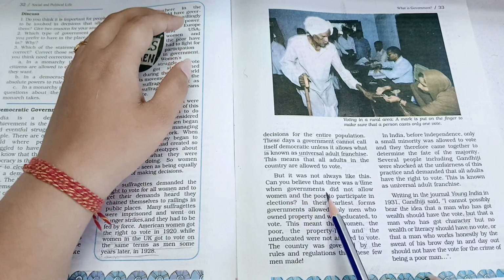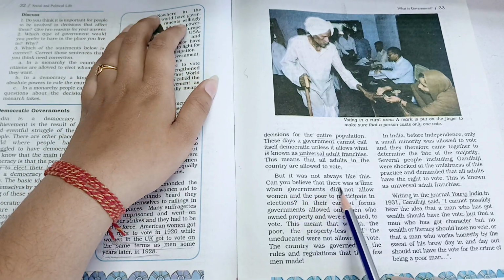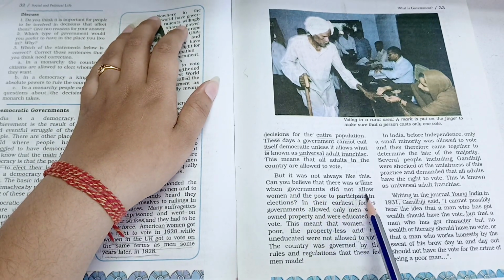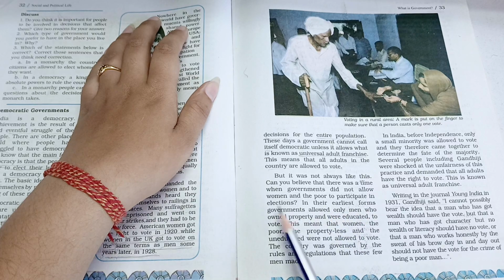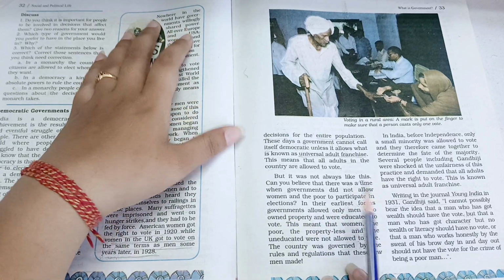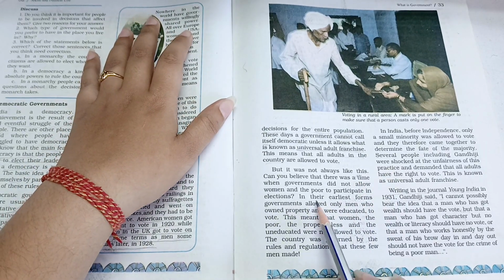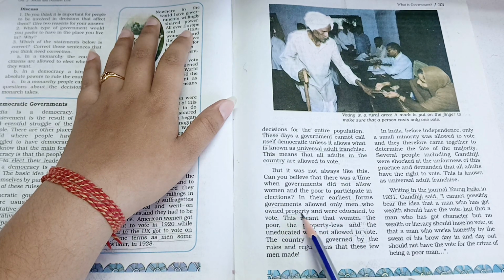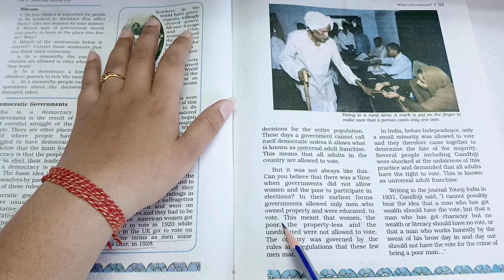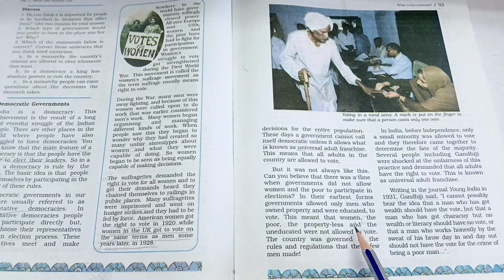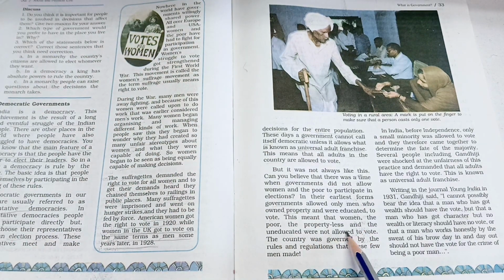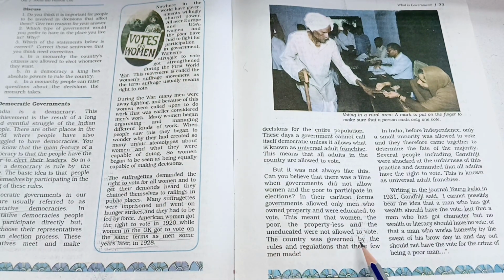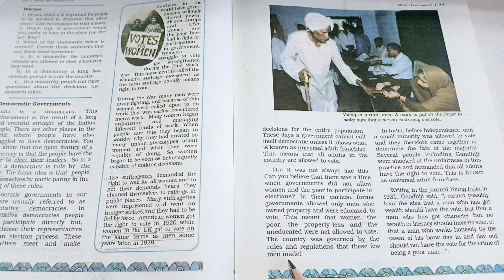But it was not always like this. Can you believe that there was a time when governments did not allow women and the poor to participate in elections? In their earliest forms, governments allowed only men who owned property and were educated to vote. This meant that women, the poor, the propertyless, and the uneducated were not allowed to vote. The country was governed by the rules and regulations that these few men made.